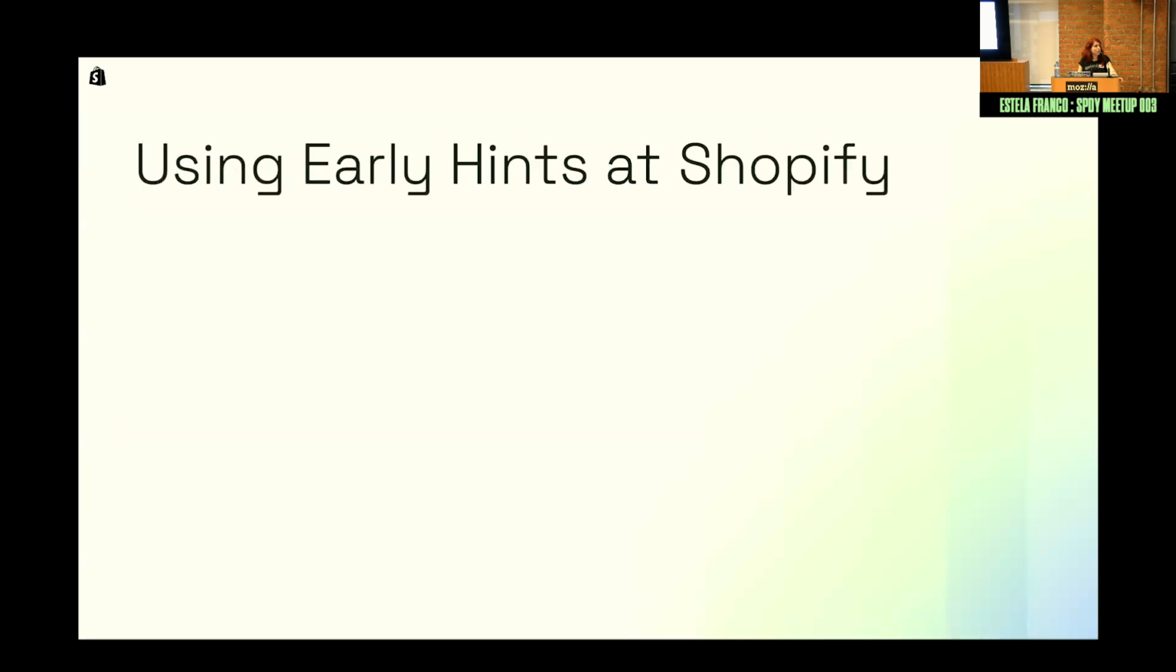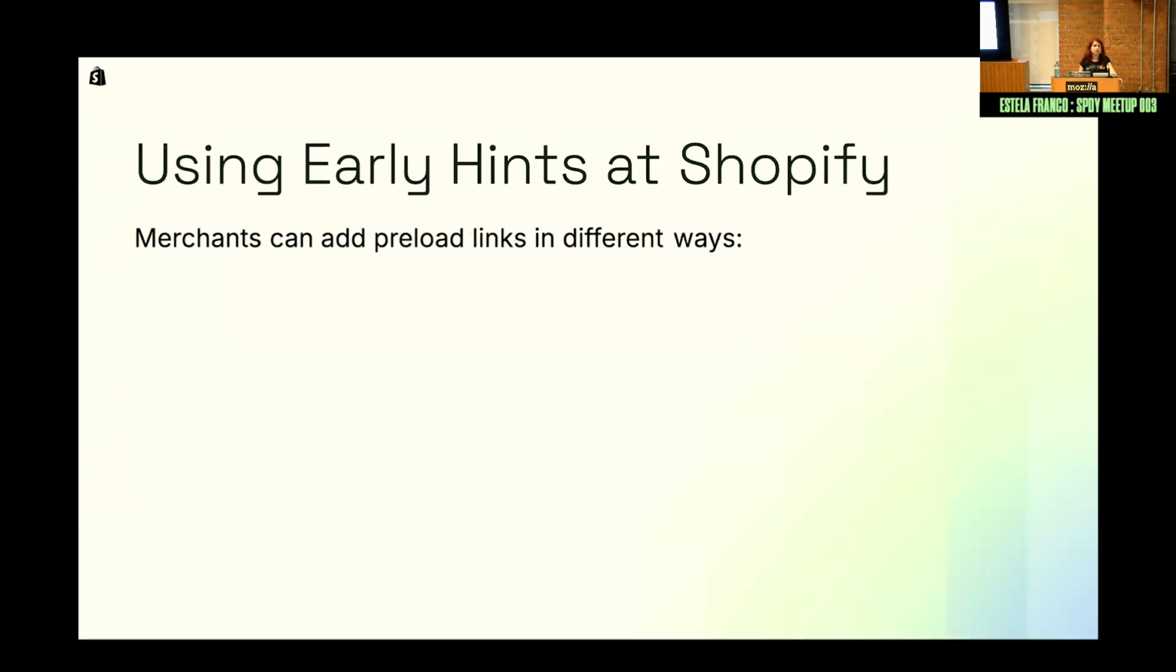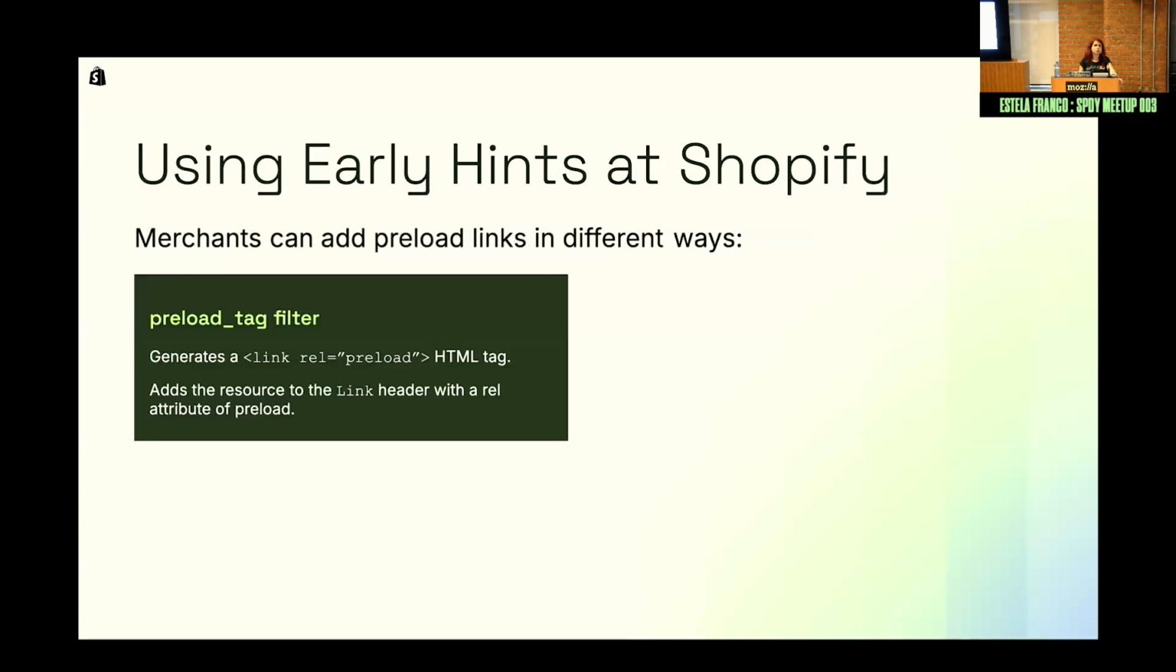So how do we use early hints at Shopify? First, importantly, we add by default two pre-connects to our CDN. Like in the previous example I showed you, here you have the two pre-connects to cdn.shopify.com. But merchants can add preloads through different options. You can use the preload tag filter in Liquid. This generates the link rel preload HTML tag in the HTML response, but it also adds the resource to the link headers with the rel preload attribute.